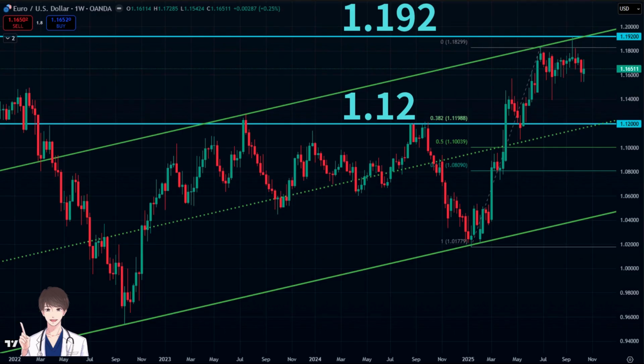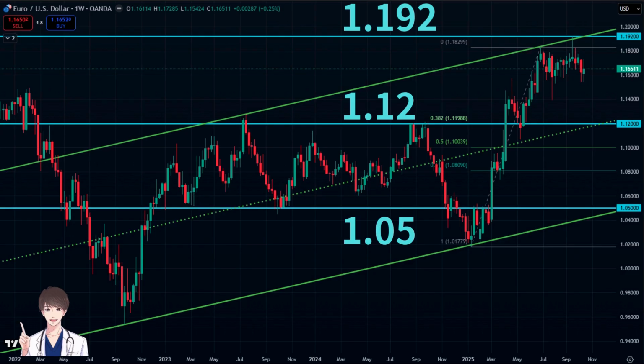However, if price closes below 1.12, it could open the way for a deeper move toward 1.05, which coincides with the lower boundary of the ascending channel.